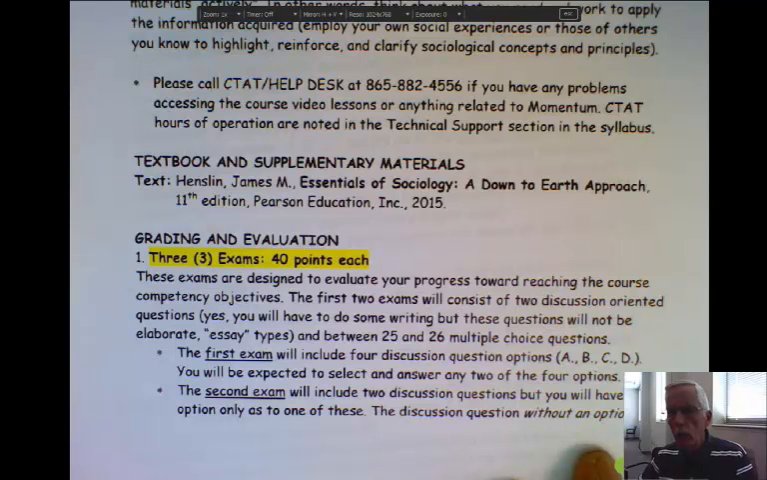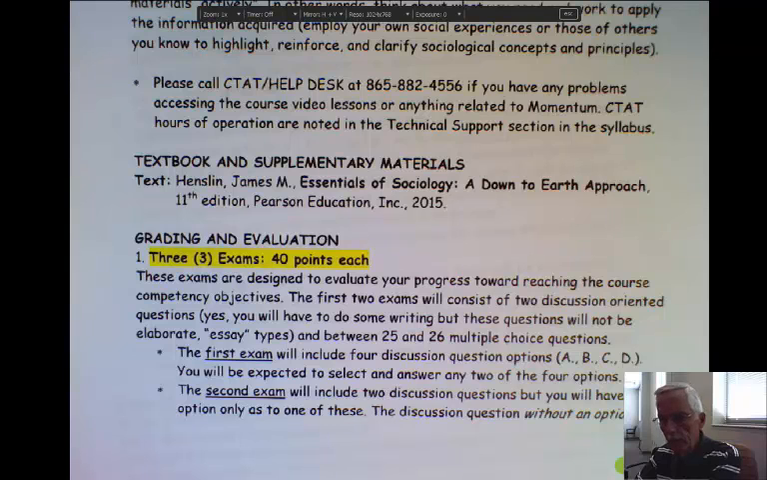Note that the first 2, structurally speaking, are going to be pretty similar. There'll be 2 discussion questions, followed by somewhere in the area of 25, 26 multiple choice type questions. Now, on the first exam, you'll have 4 discussion question options. Note, if you will, A, B, C, and D. You'll pick any 2 that you feel best qualified, and I will highlight, there is, again, on Momentum, a resource you can turn to with respect to what those discussion question options will be.